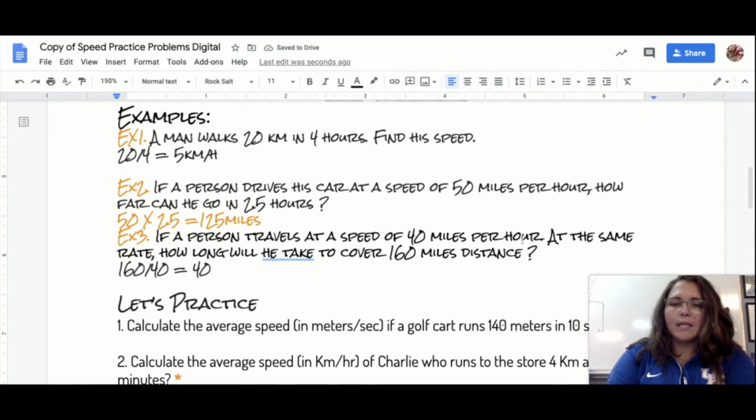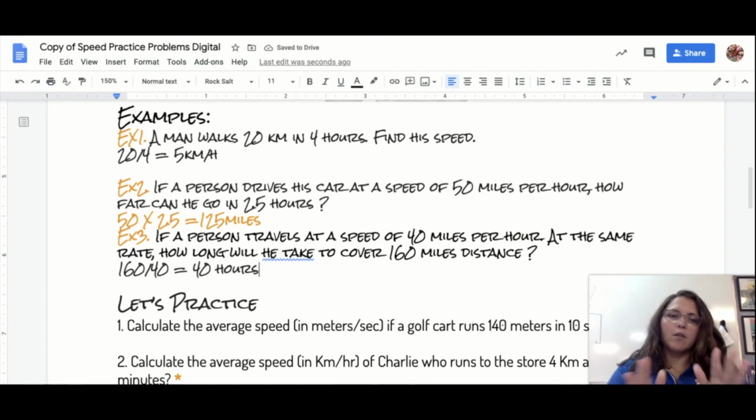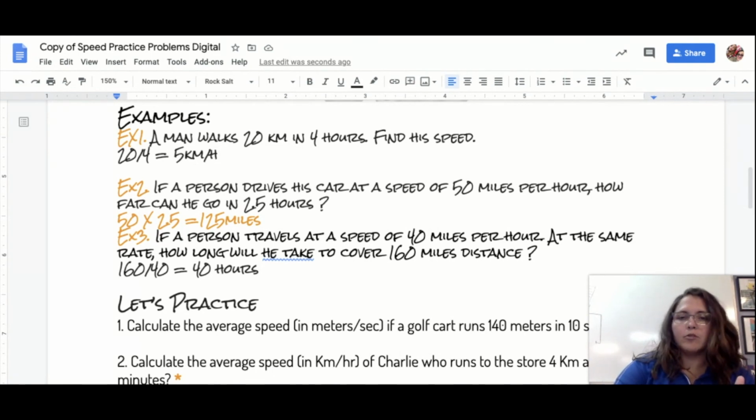And what would my unit be? It's the time part of the speed. It was miles per hour, and so this is going to be 40 hours. Okay. So that is one example of each type of problem that you'll see.